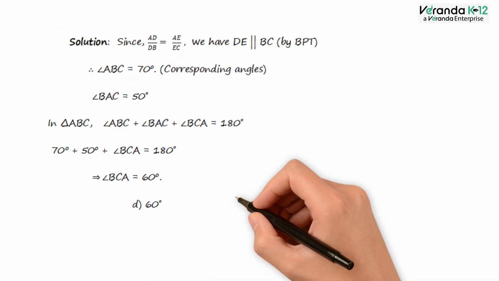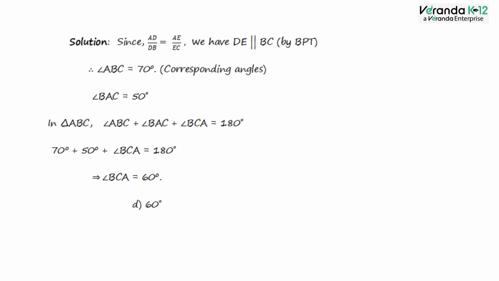Solution. Since AD by DB equal to AE by EC, by basic proportionality theorem, we have DE is parallel to BC. So, angle ABC is equal to 70 degree, which is corresponding angle to angle ADE. Angle BAC is equal to 50 degree is a given data.